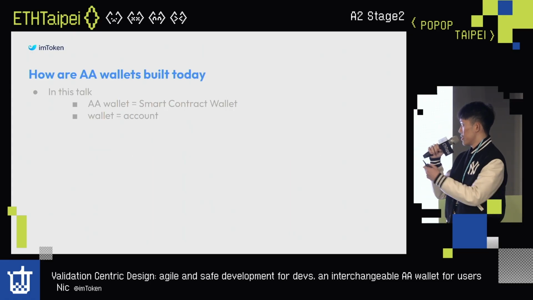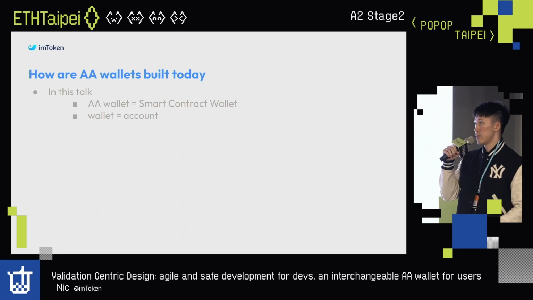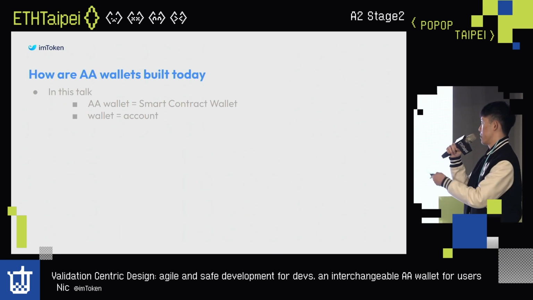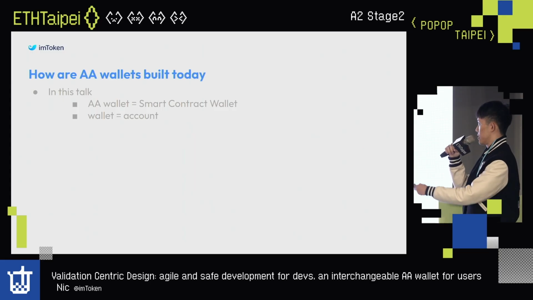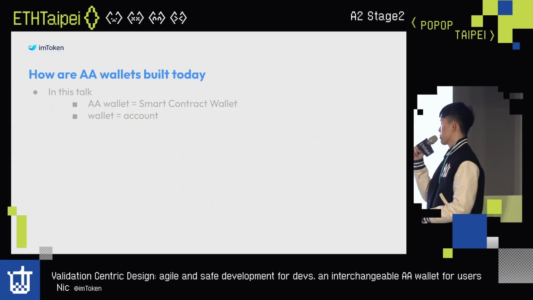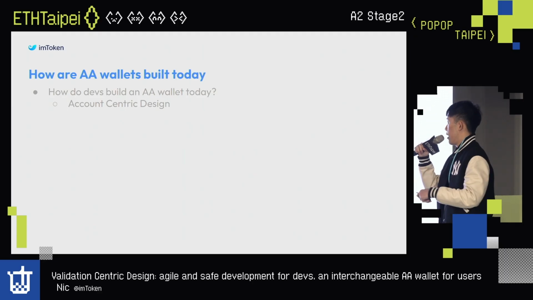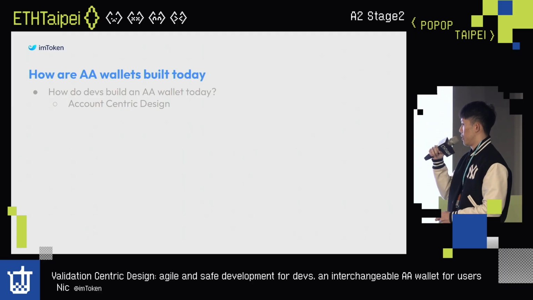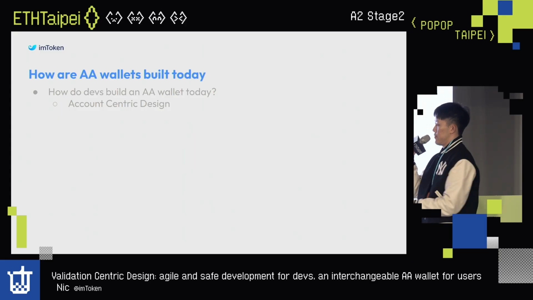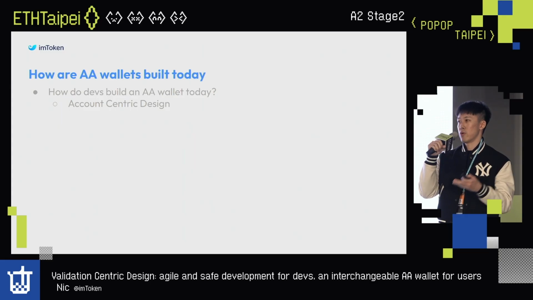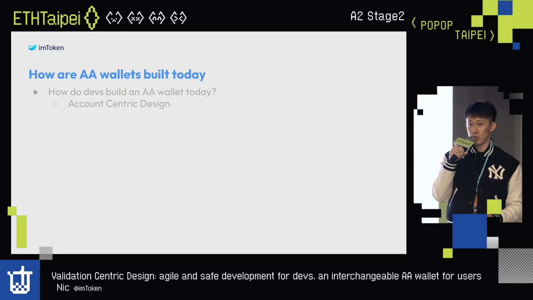Okay, so in this talk, when I say AA wallet, it also means the same as smart contract wallet. When I say a wallet, it basically means your account, the user's account. How do devs build the AA wallet today? I'll term the design account-centric design, in contrast to what I'm talking about today, the validation-centric design.